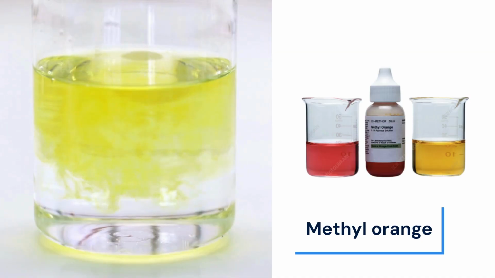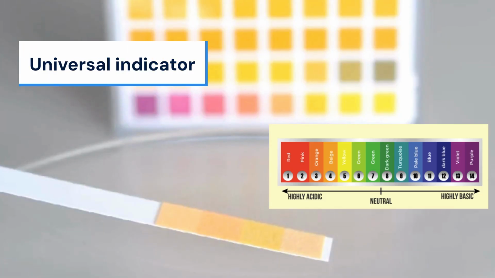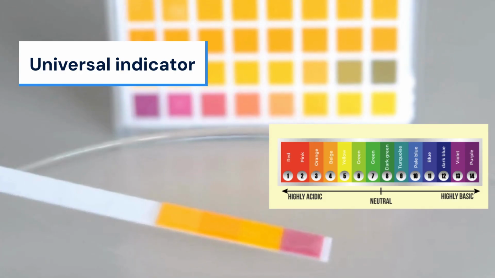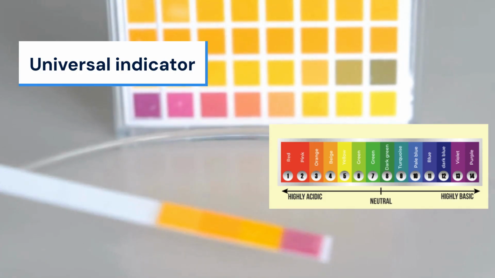Methyl orange is red in strongly acidic conditions, orange in weak acids, and yellow when the solution is neutral or basic. A universal indicator is a mixture of several dyes that gives a complete rainbow of colors across the pH scale. Red for strong acids, orange or yellow for weak acids, green for neutral solutions, blue for weak bases, and violet for strong bases.